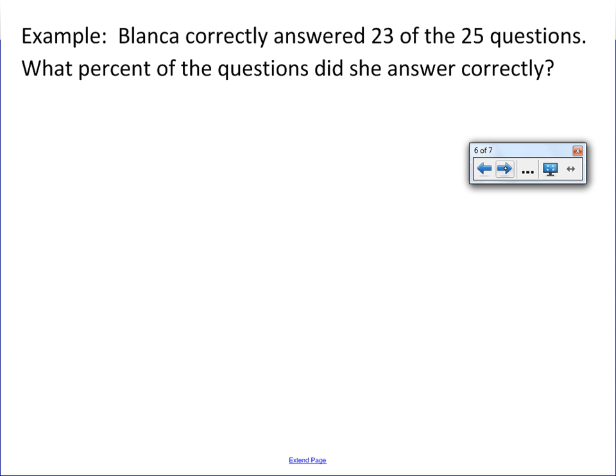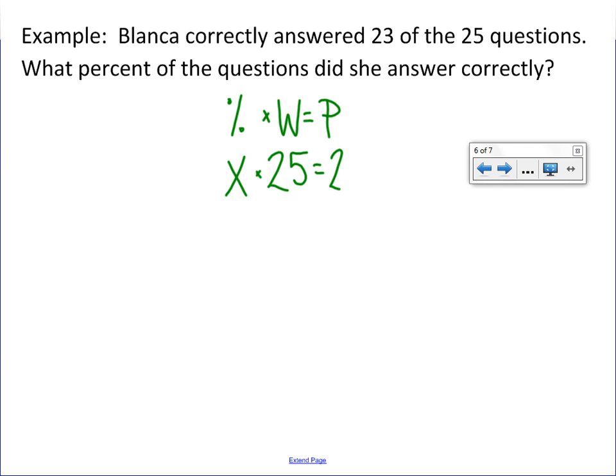Blanca correctly answered 23 of the 25 questions. What percent of the questions did she answer correctly? Once again, remember that the percent times the whole equals the part. It says nowhere in this problem anything about a percent, so we are not going to know what the percent is, so we're going to put x. X is being multiplied by the whole. The whole will be the whole test. How many questions were on the test? 25. And that's going to leave me with the part she answered correctly, which was 23.